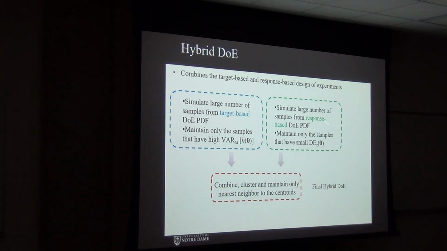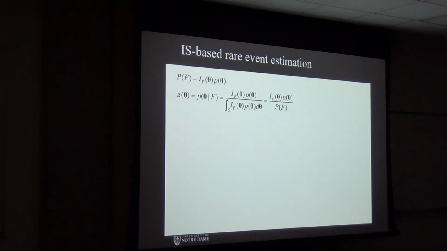So you get some samples from one, some samples from the other. That gives you your new experiment. And very quickly, some applications. We're going to look at this in terms of rare events estimation.